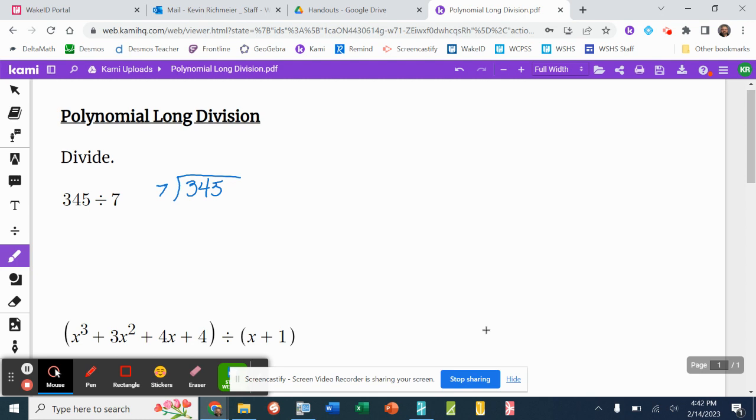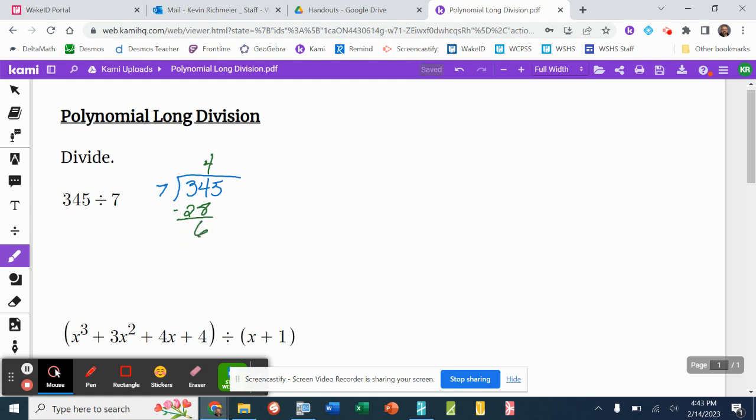No. So now I'm going to take 2 digits of my dividend and say, can I divide 7? Will 7 go into 34? Yes. And so the question is, how many times? So here, 7 will go into 34 4 times. And so I take 4 times 7, and I get 28. And I'm going to subtract these two.